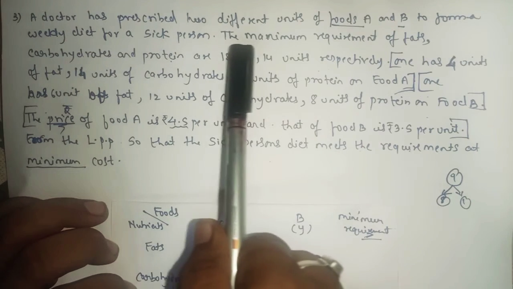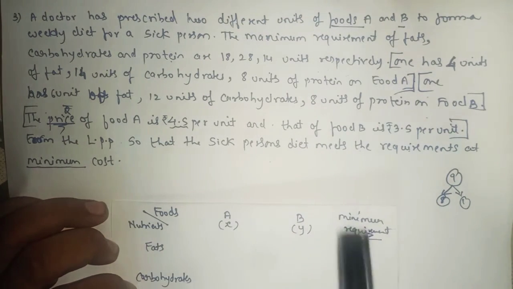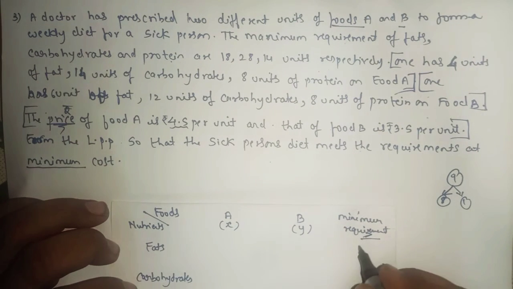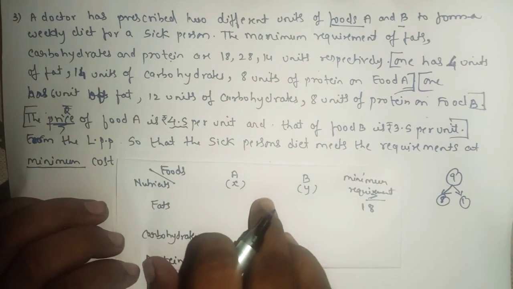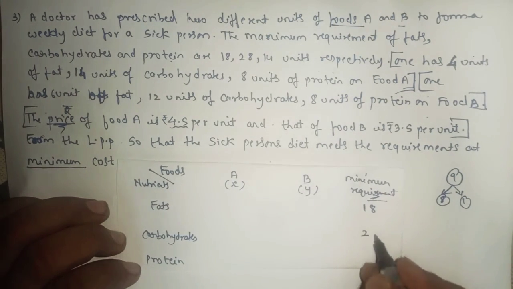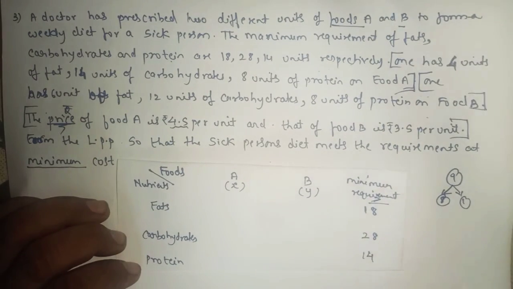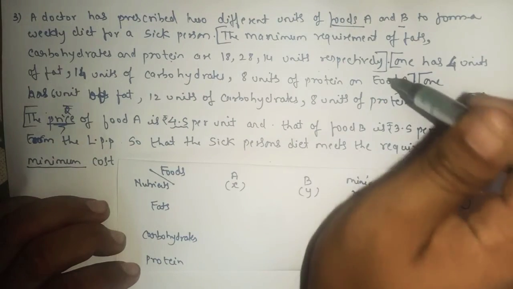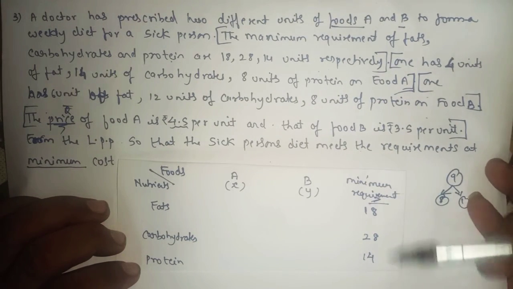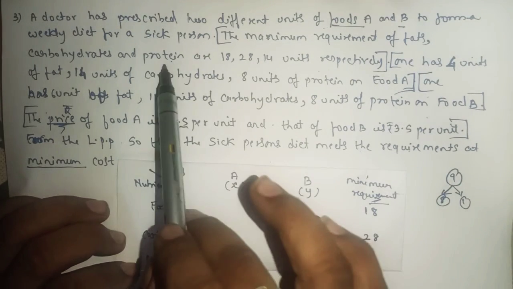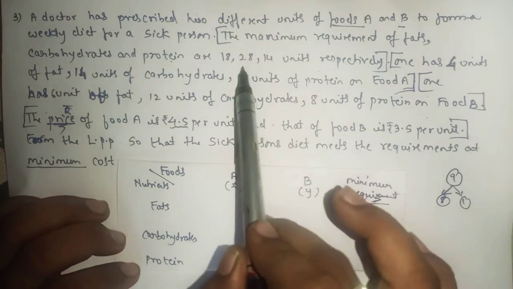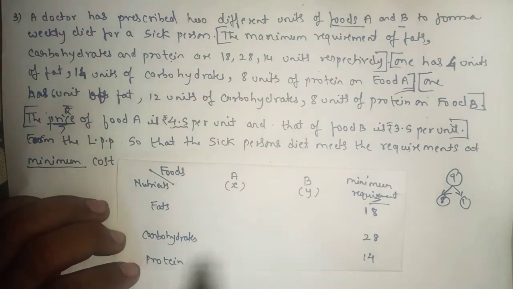Weekly diets of the sick person. The minimum requirement of fat is 18, carbohydrates 28, and protein 14. I hope you all understood. The minimum requirement is your third column. For fats, carbohydrates, and protein, the requirements are 18, 28, 14 units respectively. So 18 is for fats, 28 for carbohydrates, and 14 for protein.